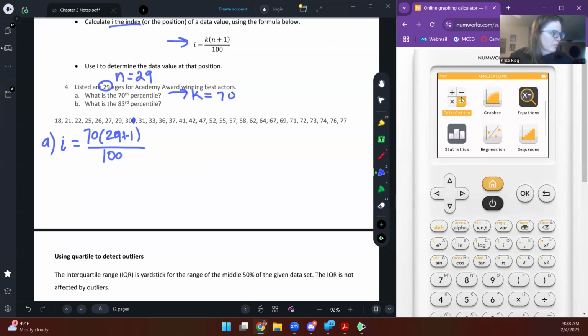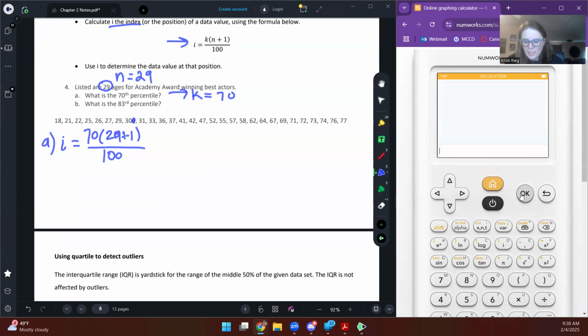Let me try to show you. I have a calculator of one of these. I was going to show you, but I can't find it right now. I'll show you in another video. Okay, anyway, it doesn't matter. It just looks like that. So I go to calculation and I hit OK.